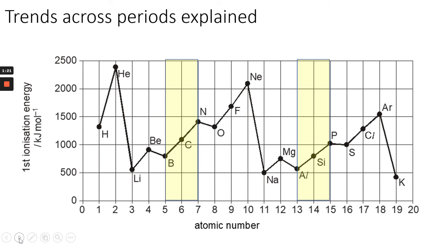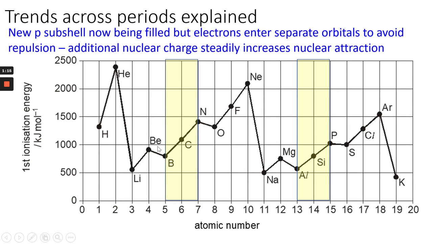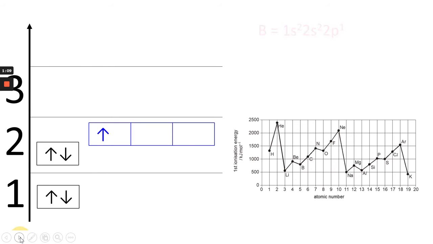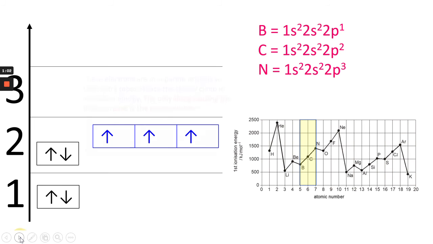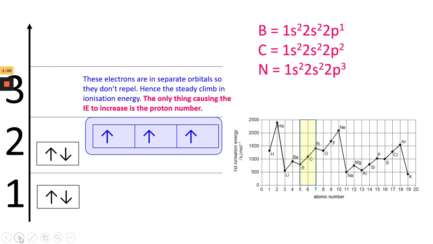So going from boron to carbon to nitrogen, same story over in aluminium, silicon and phosphorus, a smooth increase this time round, because as the p subshell fills, the electrons drop into separate orbitals and therefore avoid repulsion, like this. So we've got 2p1, 2p2 for carbon, and 2p3 for nitrogen. These electrons are not suffering from any repulsion. You get an increase in the number of protons, so therefore the ionization energy goes up due to only one thing.